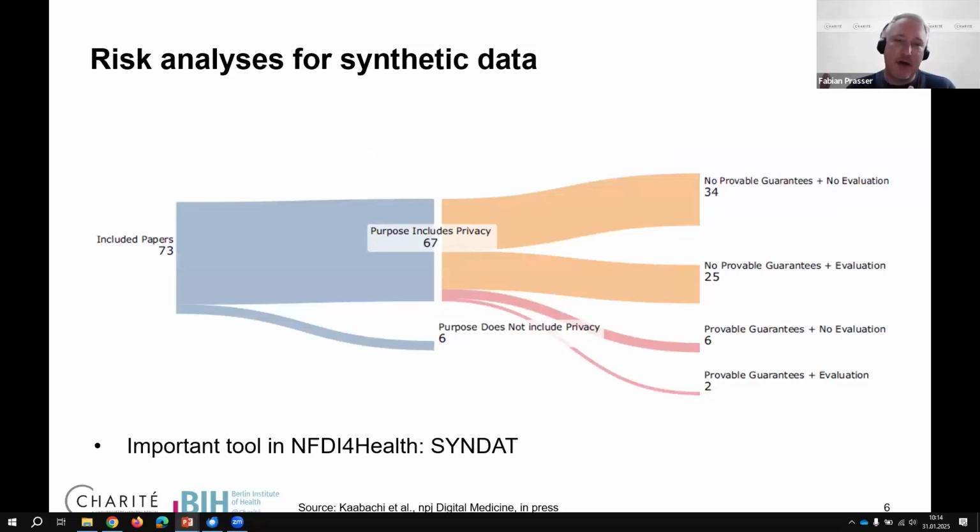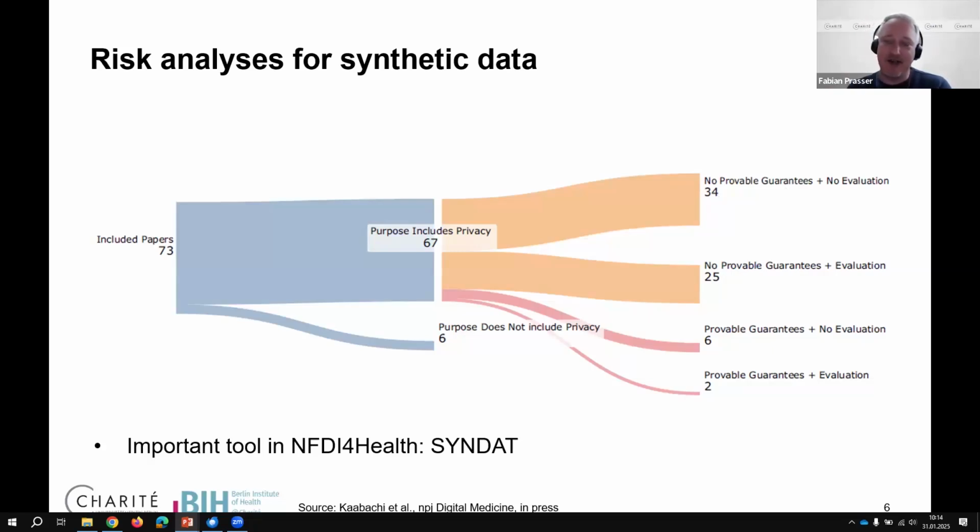We also studied this in our literature review. How do publications that produce protected medical data or suggest methods for doing this measure re-identification risk, and also how do they study data utility? And what is quite interesting is that we found that there's actually a lot of methods that don't provide any provable guarantees, so there's no privacy protection mechanism baked into the method. But at the same time, they also do not perform a residual privacy risk analysis, right?